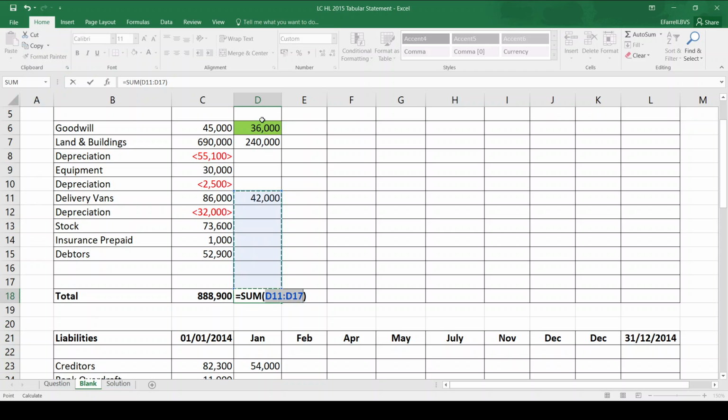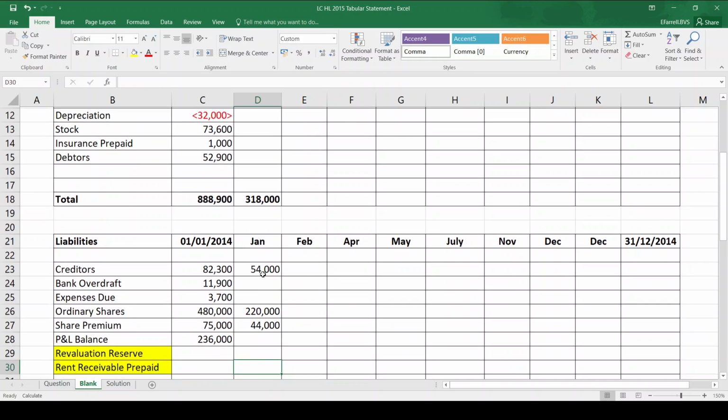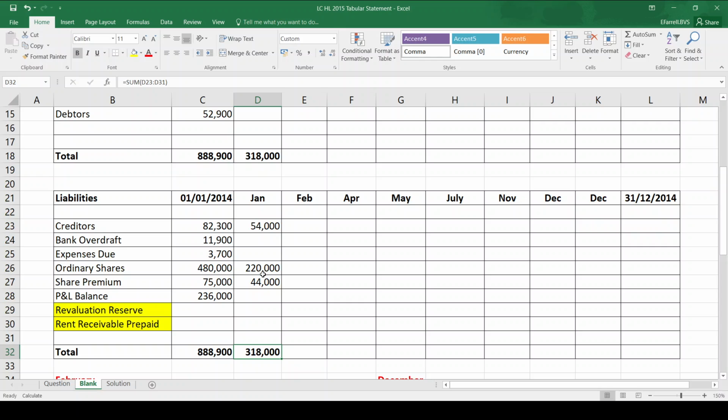So now I total my assets for January, and they come to 318,000. And I total my liabilities, and they come to 380,000. So each month should balance. So you should total each month's assets and liabilities and they should be the same.